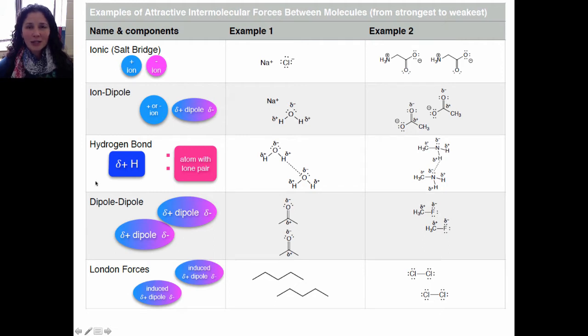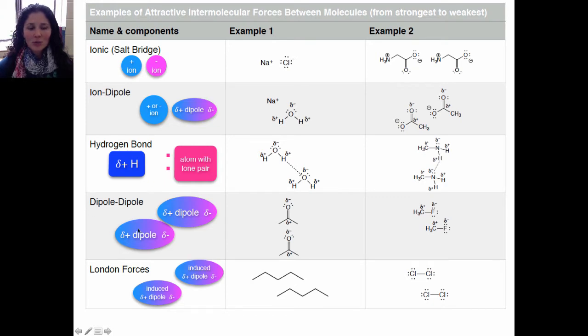We saw hydrogen bonding in a previous activity. This is a type of strong interaction between a lone pair on one atom and the partially positive hydrogen on another atom. It is not quite a covalent bond, but it is a very strong interaction that's nearly as strong as a bond. It's very strong, but it's still not as strong as an ion-dipole or an ionic interaction.